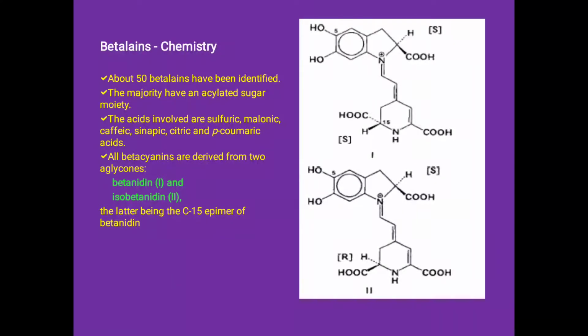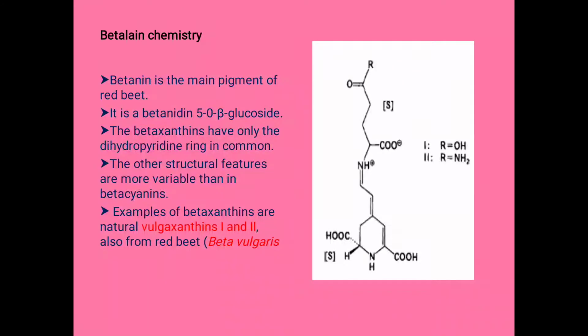All betacyanins are derived from two aglycones, that is betanidin and isobetanidin, the latter being the C15 epimer of betanidin. Betanin is the main pigment of the red beet.